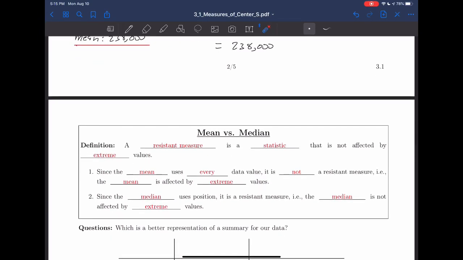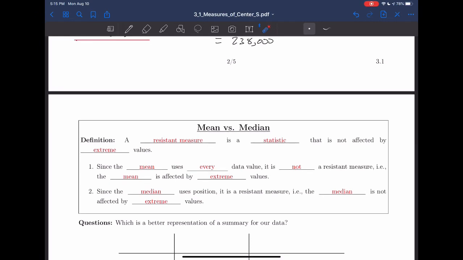A resistant measure is a statistic that is not affected by extreme values. From the previous example, we saw that when we increased one of our data values by 1 million, the mean drastically changed. Because of this effect, the mean is not a resistant measure, because the mean was affected by extreme values. However, the median relatively stayed the same. It stayed in the same position. So that means that the median is a resistant measure.